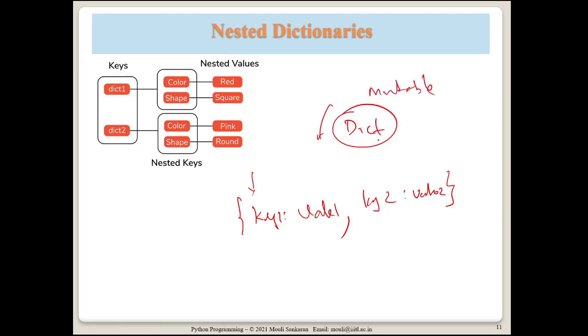Then can a dictionary be a key in another dictionary? It is not eligible to be a key in a dictionary because it is a mutable object. A dictionary is mutable, so any mutable object cannot be a key. Now, how can you then have a nested dictionary, a dictionary inside a dictionary, without having to worry about this?